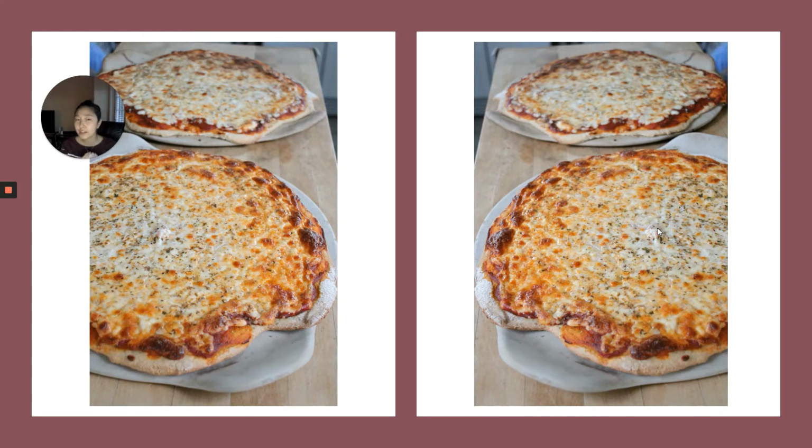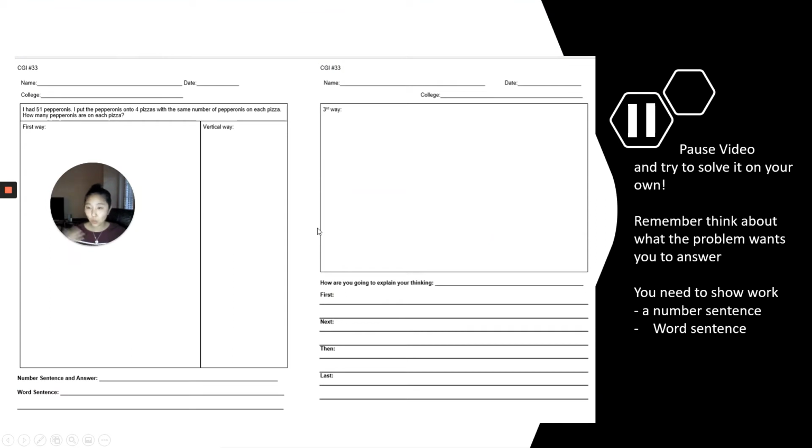Would it be fair to have everyone else have more pepperonis than you? No, you want everyone to have the same number of pepperonis. How are you going to show me that in a picture form or in numbers? How are you going to show us this? So that's what you're thinking about while you're solving today.